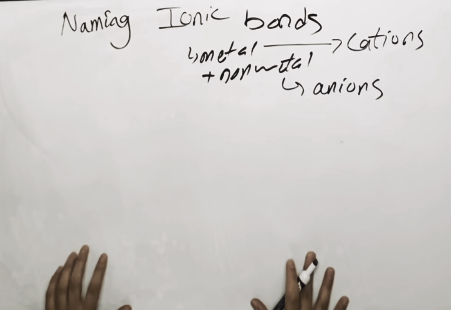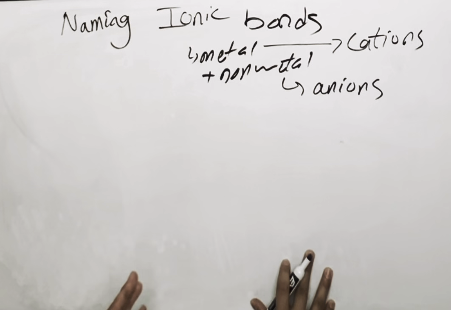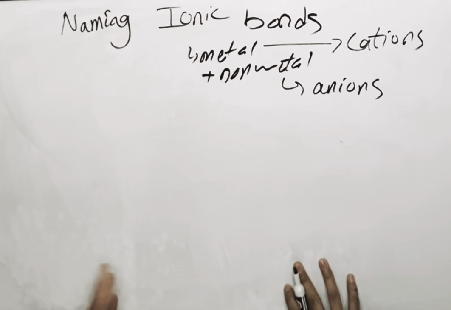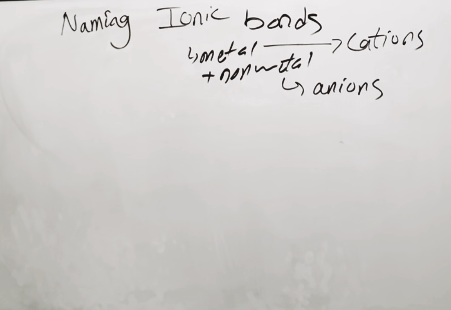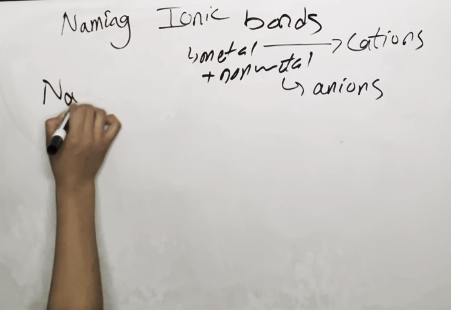Now we're starting with naming ionic bonds because they're really easy to name. We have different ways of naming different bonds in chemistry, and ionic bonds are one of the easiest ones, so I am going to start with this one. The first example I have is sodium chloride, or NaCl.